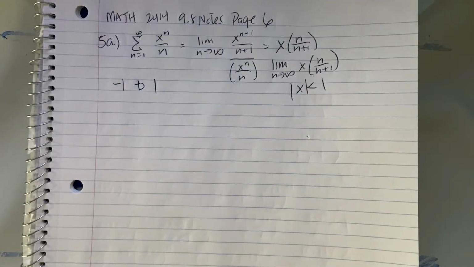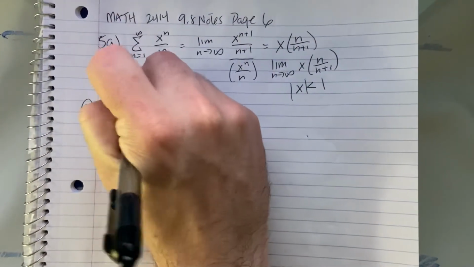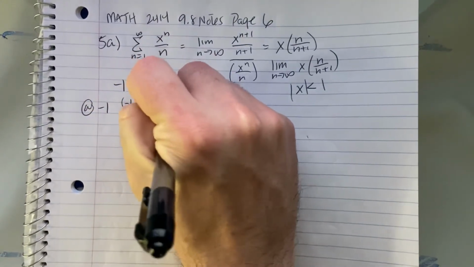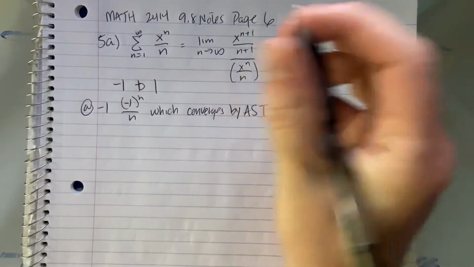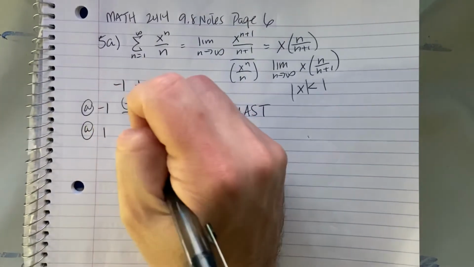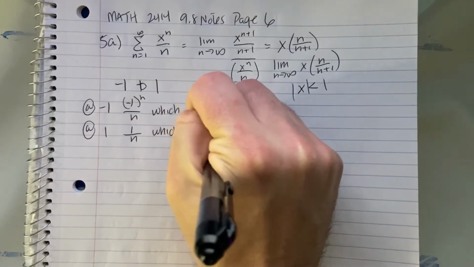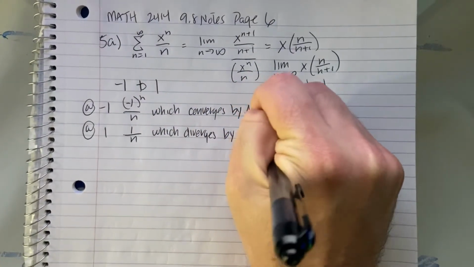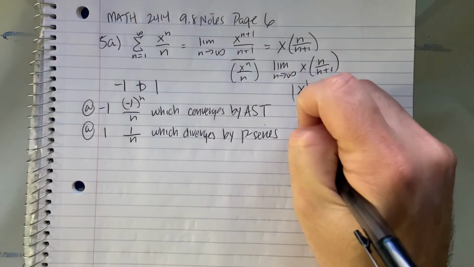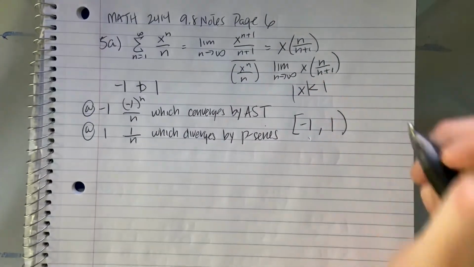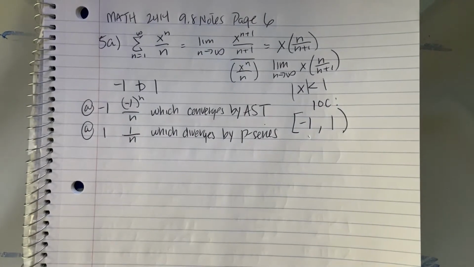Now, we have to check the endpoints for all parts, but we're going to check it for this one first. So at -1, it'll be -1 to the n over n, which converges by the alternating series test. We showed this in the last video. And at 1, it was 1 over n, which diverged by p-series, or the p-series comparison. So what does that mean? It means this interval was -1 to 1, the interval of convergence, not the International Olympic Committee.